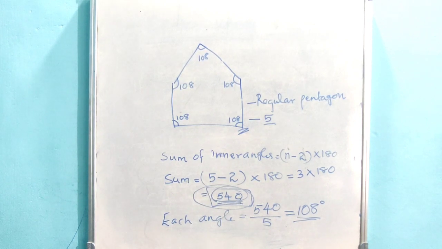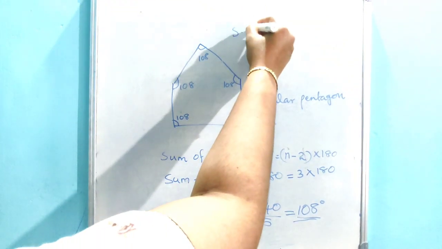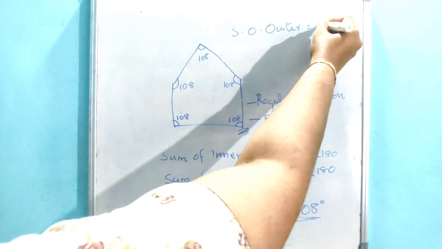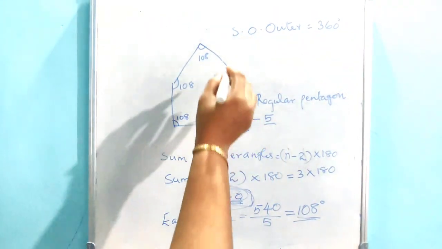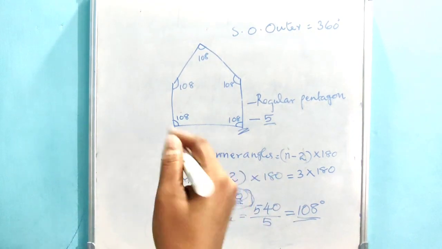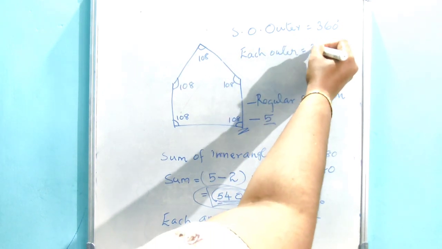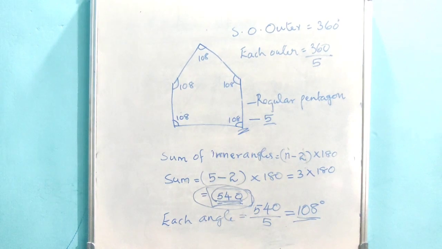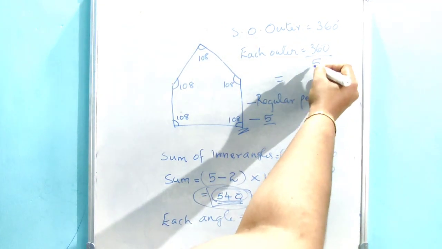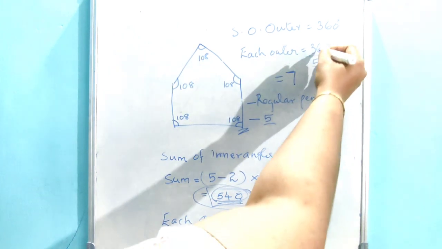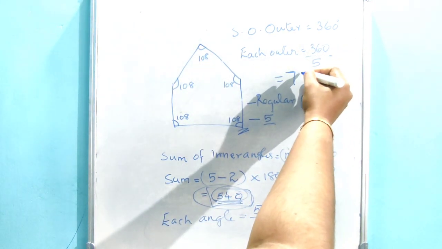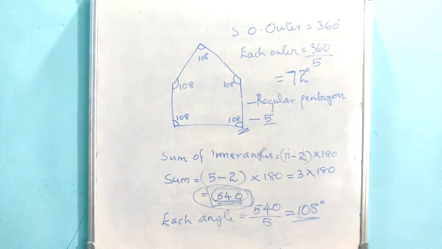Then what will be one outer angle? We know that the sum of outer angles is equal to 360 degrees, and all the outer angles are equal. Then each outer angle is equal to 360 divided by 5. 360 divided by 5 is equal to 72. So we have 72 degrees.